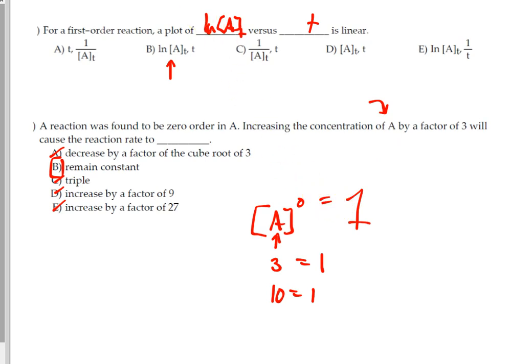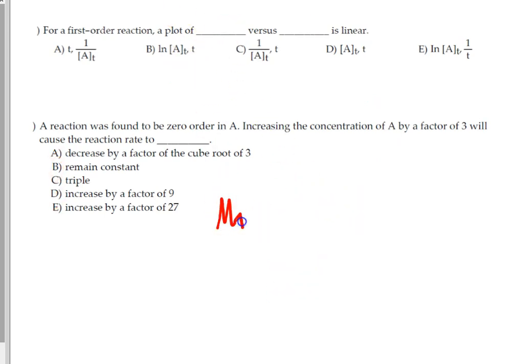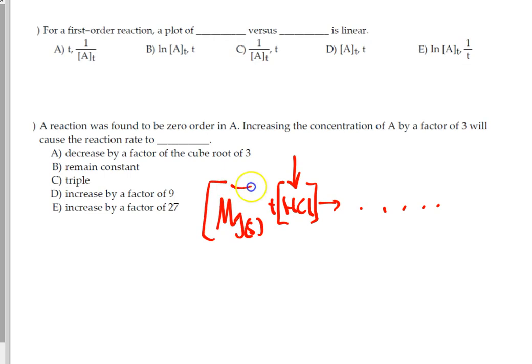The example I used for that before was magnesium solid plus HCl causes a reaction to happen. The concentration of this is important. The concentration of the solid isn't even a thing. We don't take the concentration of solids. We take the concentration of liquids and gases, or solutions and gases. So the concentration of Mg, if this was in a rate law, would be raised to the 0 power.